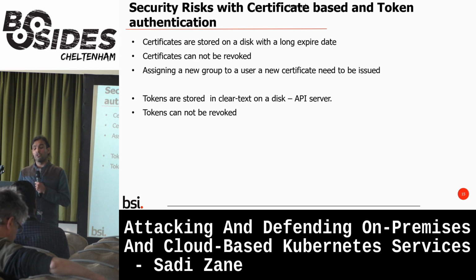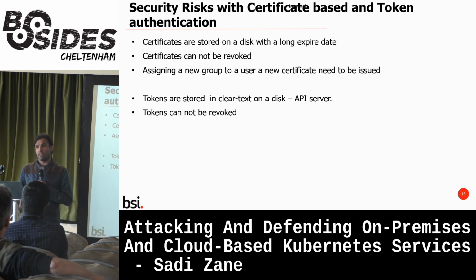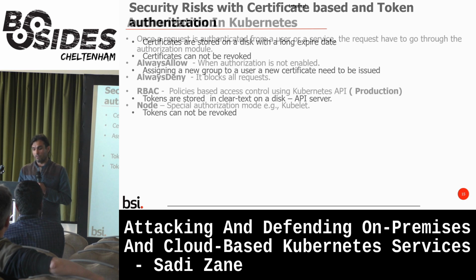And assigning a new group to a user, a new certificate needs to be issued. So every time you need to assign someone to a group in a Kubernetes environment, you have to issue a new certificate. With tokens, the issue is that tokens are stored in clear text. So if somebody has access to your API server and copies that token, essentially they have access to your cluster for a limited time. So a token cannot be revoked.